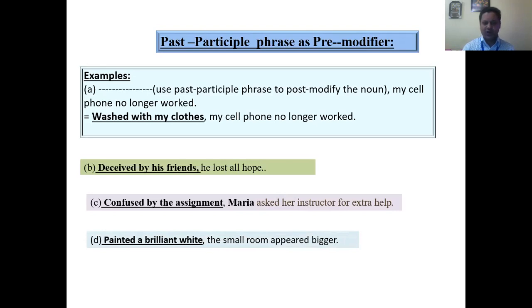Painted a brilliant white, the small room appeared bigger. So painted a brilliant white. Painted, past participle. Painted a brilliant white, past participle phrase, is sitting before the small room, the noun. It has modified the noun. So painted a brilliant white is a pre-modifier.